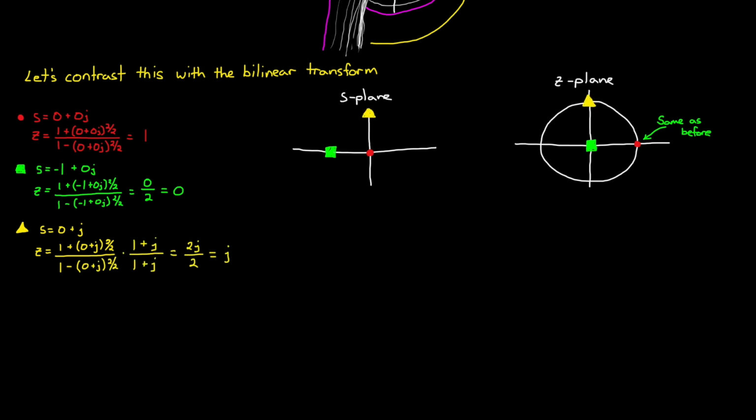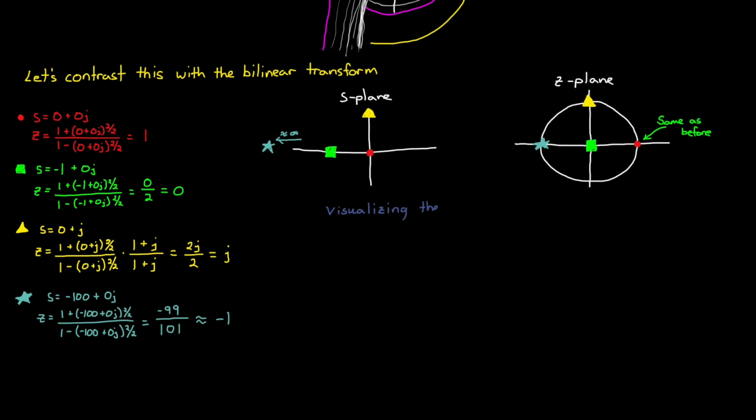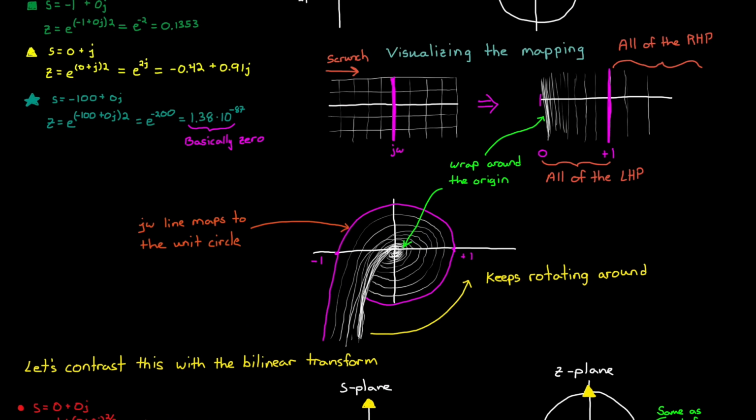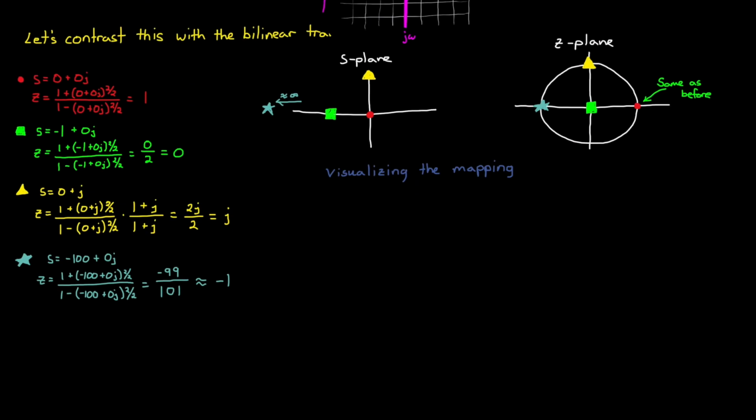Now that's still on the unit circle. The j omega line still maps to the unit circle using the bilinear transform, but the resulting location around the circle has changed. Finally, our point at basically negative infinity maps to about minus 1 in the z-plane. The math is the math, but just like we did before, let's attempt to visualize this mapping and see if we can use that visualization to understand how these two transforms project the s-plane onto the z-plane differently.